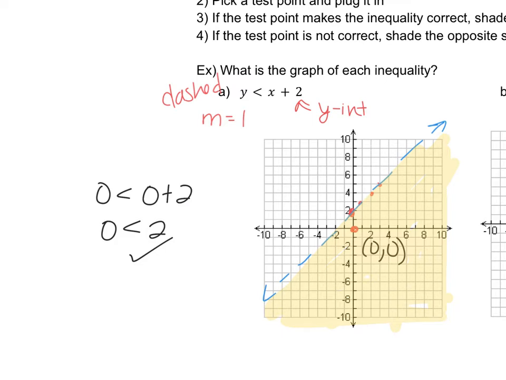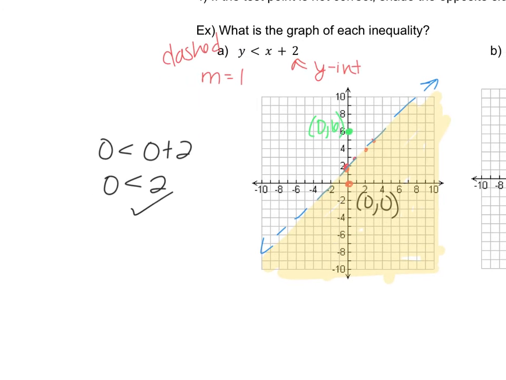So let me show you what would happen if I would have picked another point that wasn't true, like over here. Let's say this point right here. This is not a true point because obviously it's not in our shaded plane. So that point right there is what? 0, 6. Okay, so I'm going to plug in 0 for my x and 6 for my y. So is 6 less than 0 plus 2? Is 6 less than 2? No, it's not, which makes sense because that's not our shaded region. So that's how it kind of works.